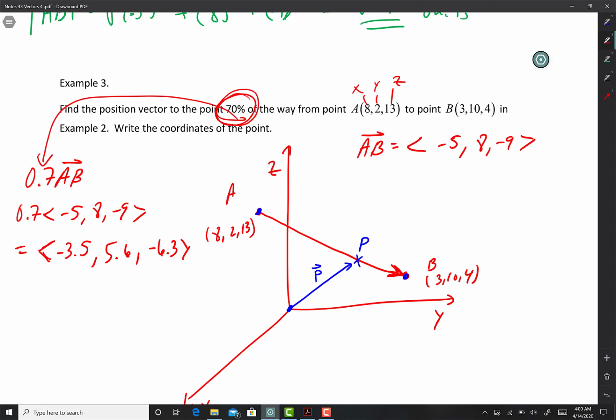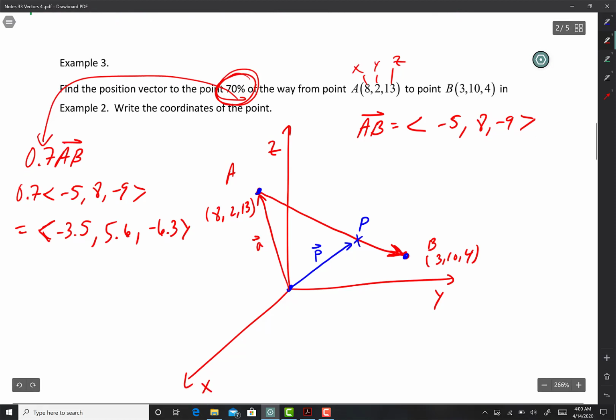And what I'm doing actually is I need to add it to vector A. So here's little a. That's how I'm going to find your point P. See, head to tail, wherever the arrowhead is, that's what I'm adding, just like we did in the other ones. Look at the other videos in case you forgot how to add vectors, guys. So I'm taking vector A and adding 0.7 of AB, and that's how I'm going to get vector P. Cool? Cool.